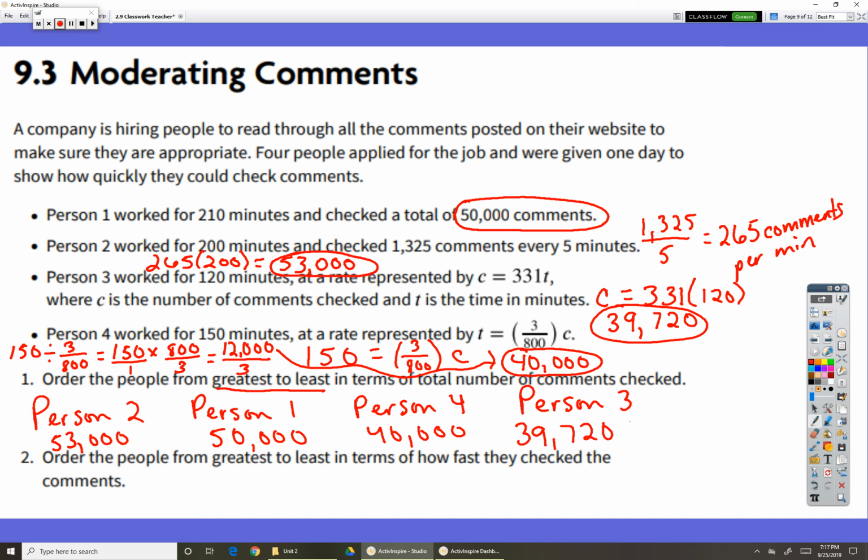they checked the comments. So how quickly they checked the comments. What I'm looking for here is the speed at which they checked the comments. So I'm going to switch colors and use this for speed. So person 1, it doesn't tell me what the speed is, and I didn't have to figure anything out. So I'm going to have to figure this out now.